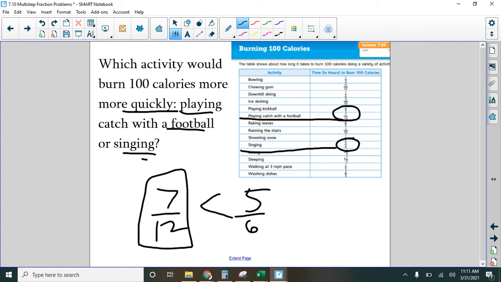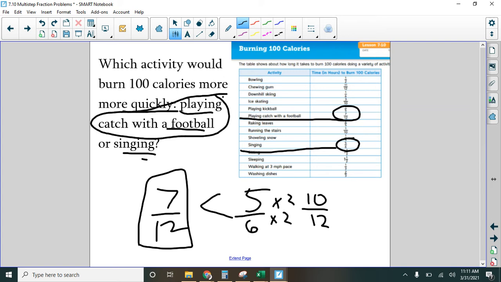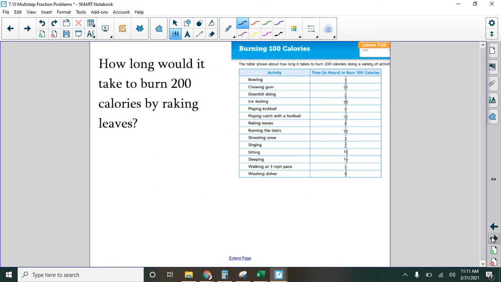Another way to think about this is our equivalent fraction rules. I can multiply the top and the bottom here times 2 and see that this is 10/12. And 10/12 is bigger than 7/12. So the one that is faster has the smaller fraction. So our answer here is playing catch with football. And doesn't that make more sense? You would burn more calories faster playing catch with football than singing. Singing, you're standing. Okay. How long would it take to burn 200 calories by raking leaves?